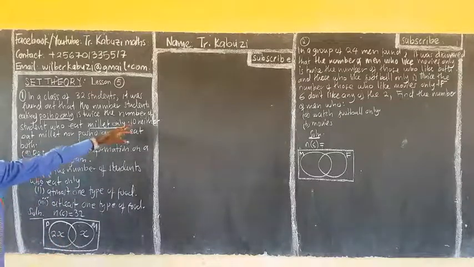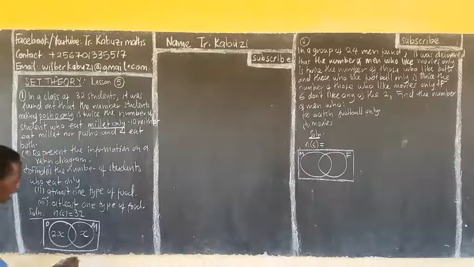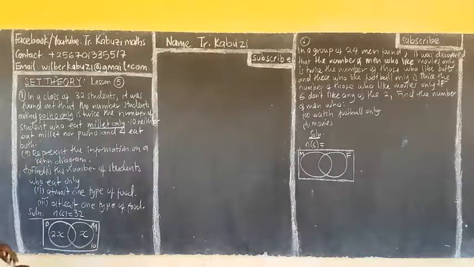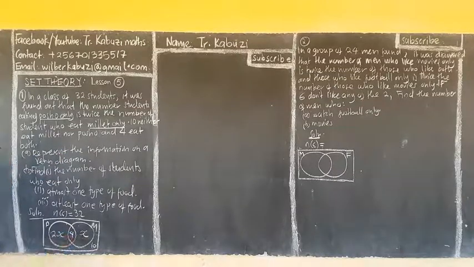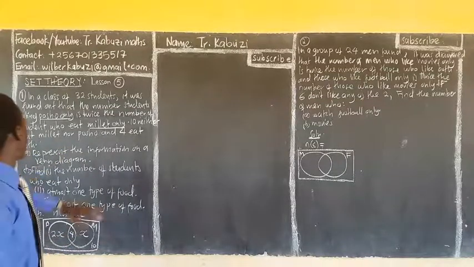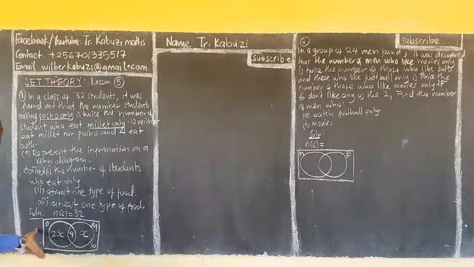Okay. 10 eat neither, 10. So this one does not eat any of the 2. And then 4 eat both. So those who are eating both are 4. Represent the information in the Venn diagram. I finished that. This is part A.